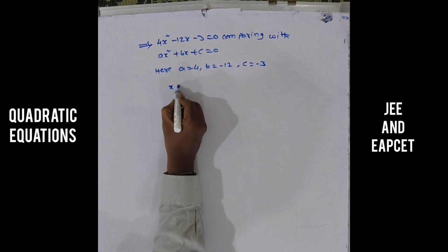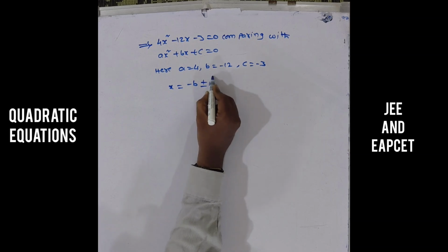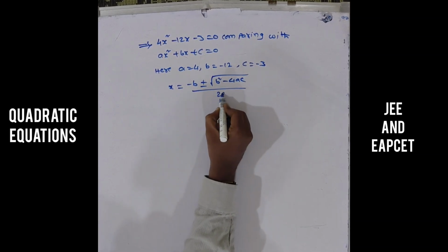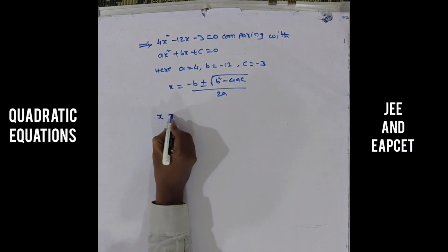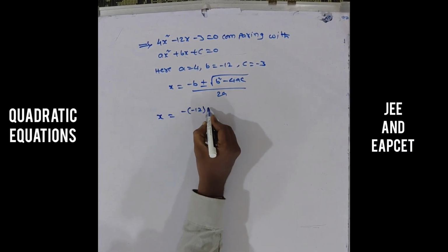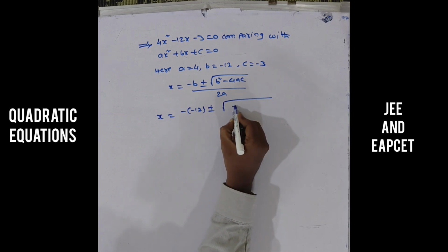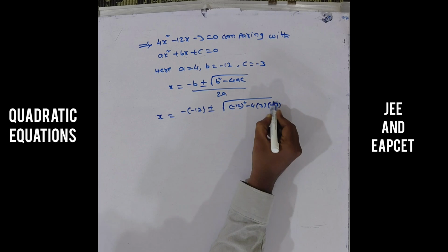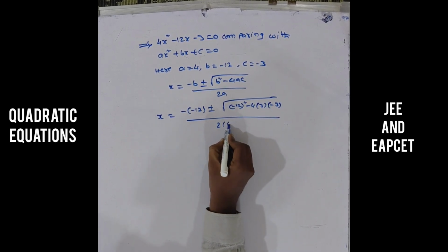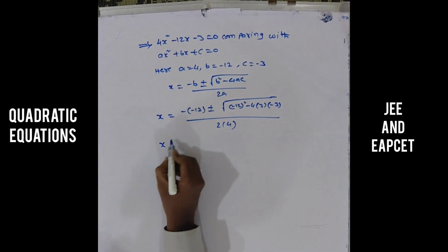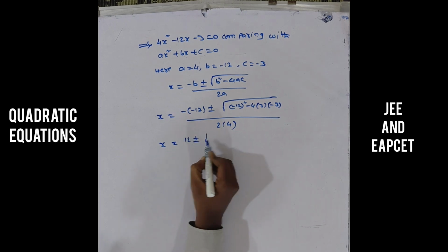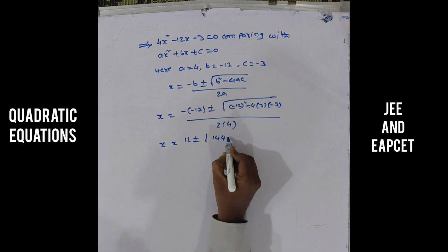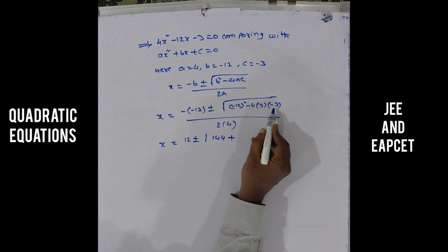Formula: x is equal to minus b plus or minus root over b square minus 4ac by 2a. Substitute the a, b, c values in this formula. Minus of minus 12 plus or minus root over minus 12 whole square, minus 4 into a value is 4, c value is minus 3, by 2 into 4. x is minus into minus plus 12 plus or minus. Minus square is plus, 12 whole square is 144. Minus into minus plus, 4 into 3 is 12, 12 into 3 is 36.